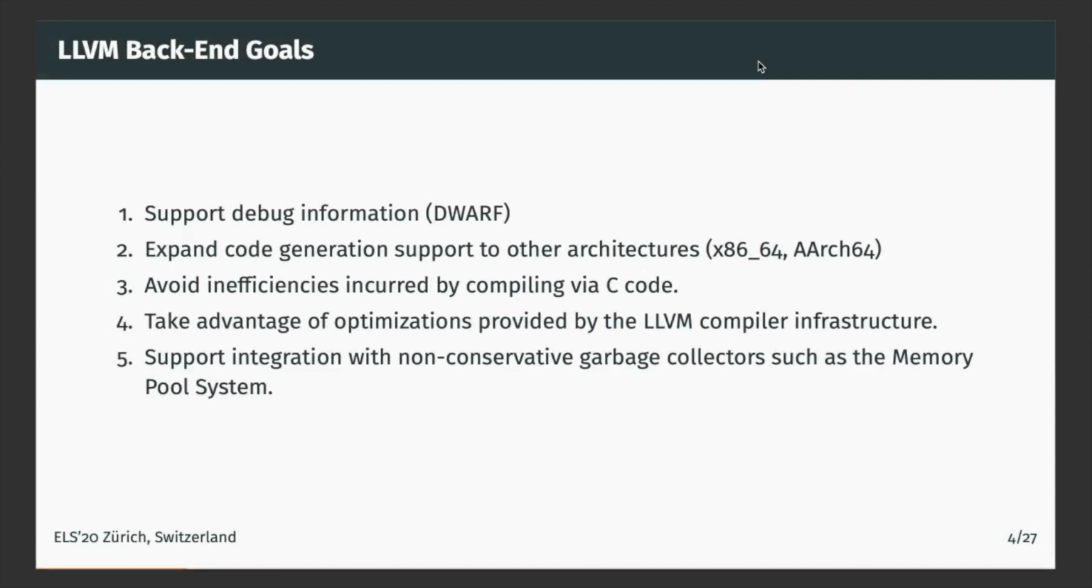What were our goals in developing the LLVM backend? The first was to support debug information, since the HARP backend only generated Windows debug info. We also wanted to expand support to new platforms such as x86-64 and 64-bit ARM, ideally without the inefficiencies of compiling via C code. We hoped to take advantage of the optimizations that the LLVM compiler infrastructure could provide and support integration with exact garbage collectors such as the Memory Pool System. All of these goals except the last one have been accomplished.